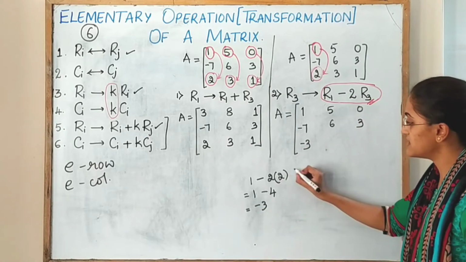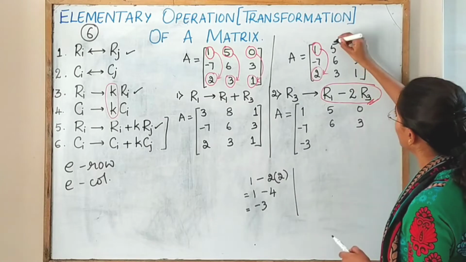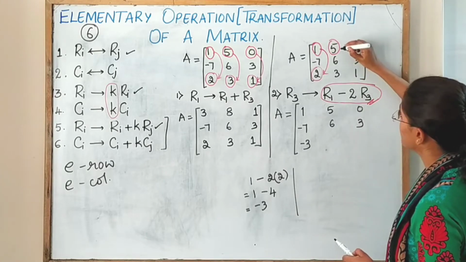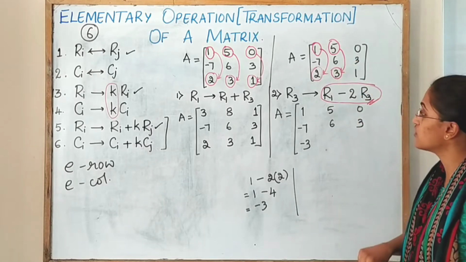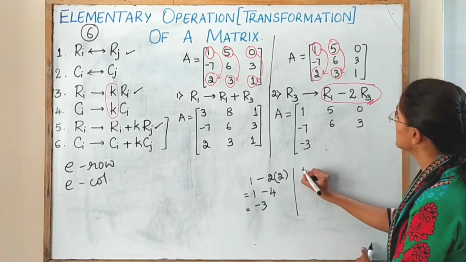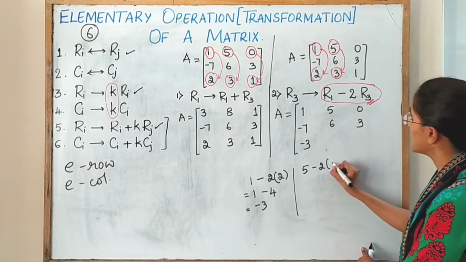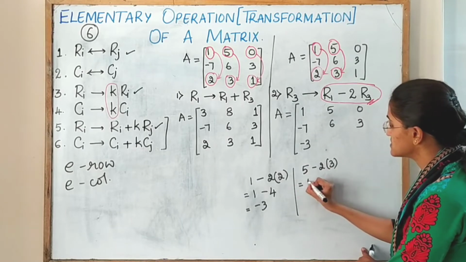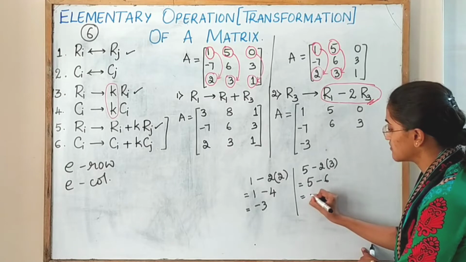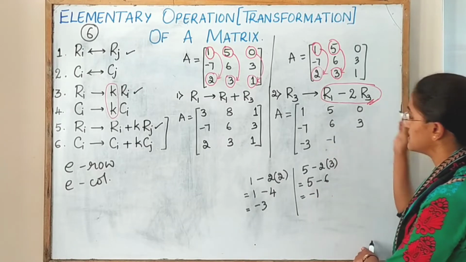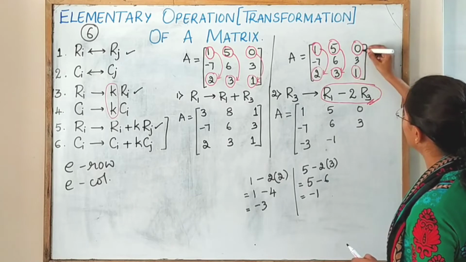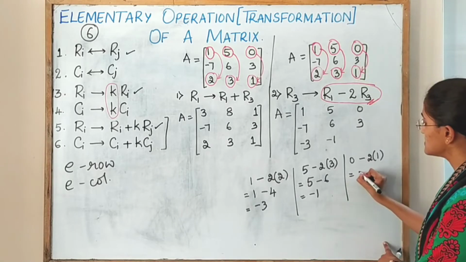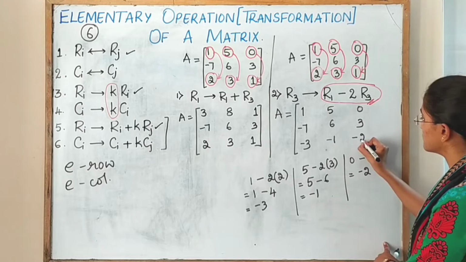And hence the new element will be minus 3. Similarly, taking the next element of the first row and its corresponding element in the third row, applying the transformation 5 minus 2 times 3, that gives us 5 minus 6, which is equal to minus 1, and hence our new element will be minus 1. Similarly for these two elements also, and hence we get the new element as minus 2.